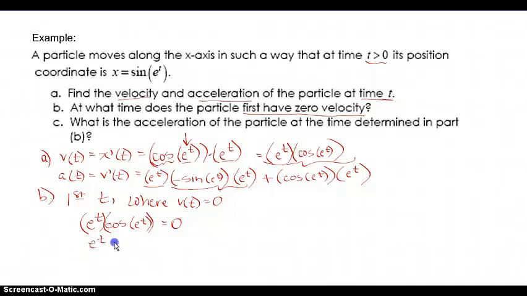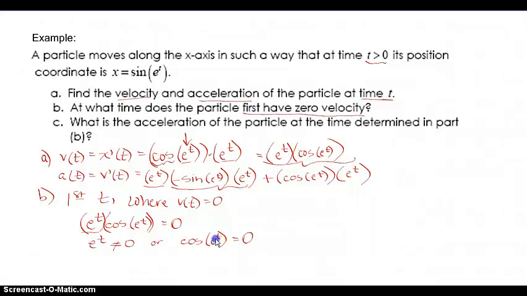So it happens when e to the t equals 0, or it happens when the cosine of e to the t equals 0. Remember, what do we know about this? We know e to the t will never equal 0. And you know what? Show the AP reader that you know that. Write this down and show the AP reader that you recognize this factor has no bearing on where this product equals 0.